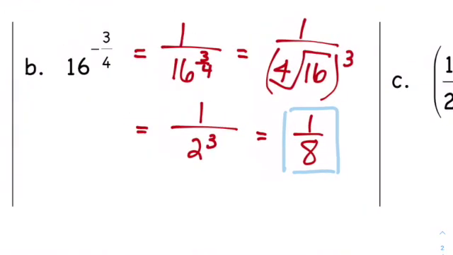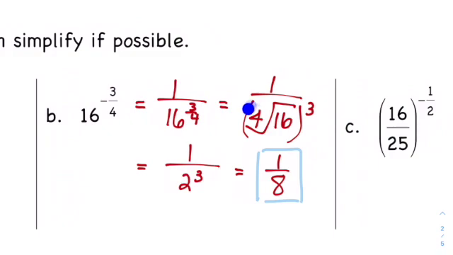For letter B, you have 16 to the negative 3 over 4. I flipped it over. That becomes 1 over 16 to the 3/4. And my index number is 4. I'm going to make that small first, then take it to the third power. Fourth root of 16 is 2. 2 to the third power is 8. 1 on top, so it's 1 over 8.